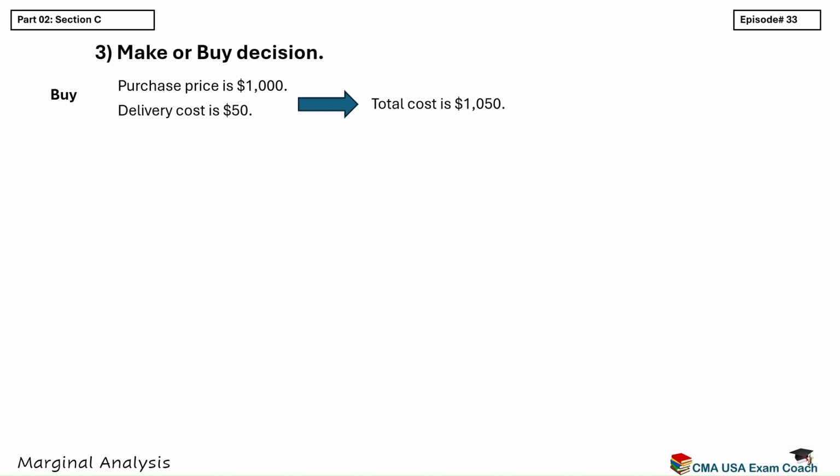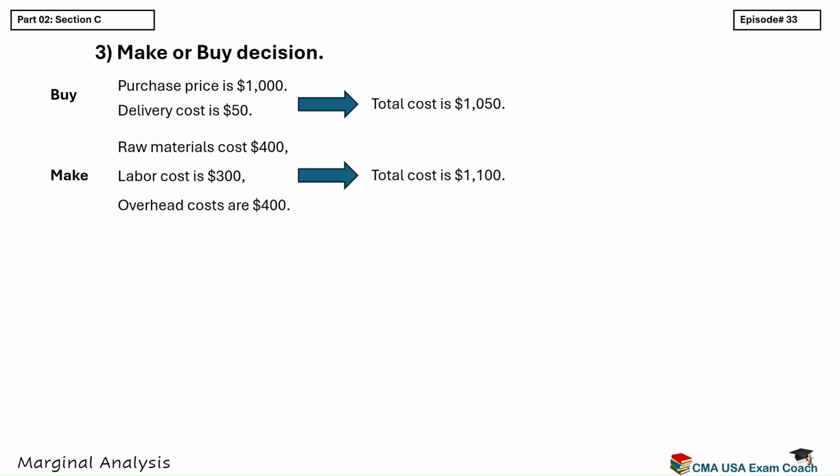Now, if the company decides to produce the same product in its own factory, the costs would be as follows. Raw materials cost $400. Labor cost is $300, and other overhead costs are $400. Adding these up, the total manufacturing cost is $1,100. So, we have two options: buying from outside for $1,050 or making internally for $1,100. Since $1,050 is less than $1,100, buying the product from outside is more cost-effective. Therefore, management would usually decide to purchase the product externally instead of producing it internally. This simple comparison helps companies save money and make better operational decisions.